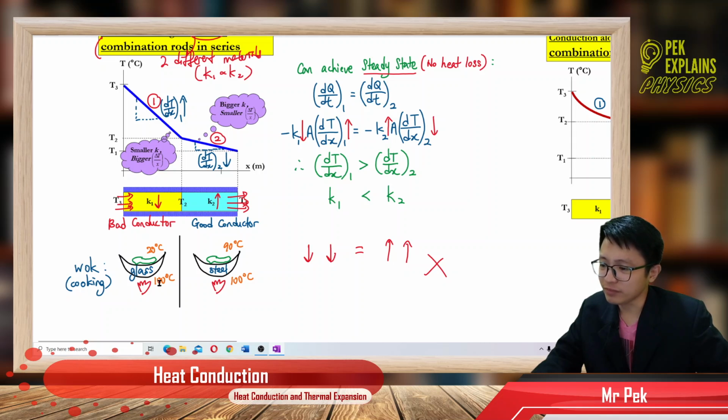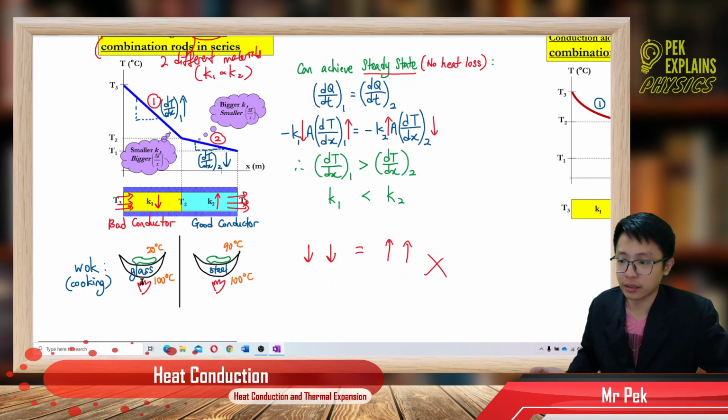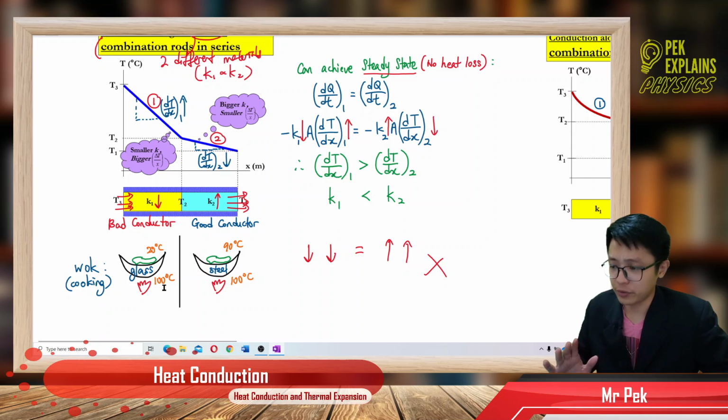Imagine a bad conductor. What example do you have of a bad conductor? Glass. Glass is a bad conductor. Very low K. We can imagine like this. If we are cooking, we use a wok, isn't it? We use a wok to cook. So below the wok, the heating is 100 degrees Celsius.